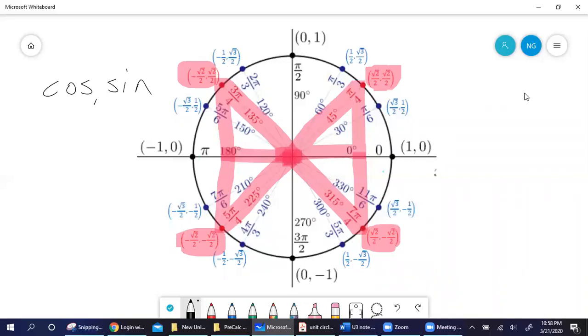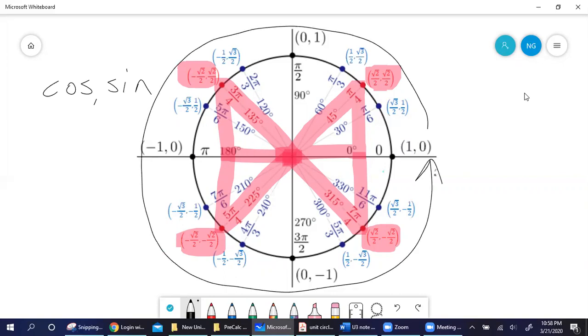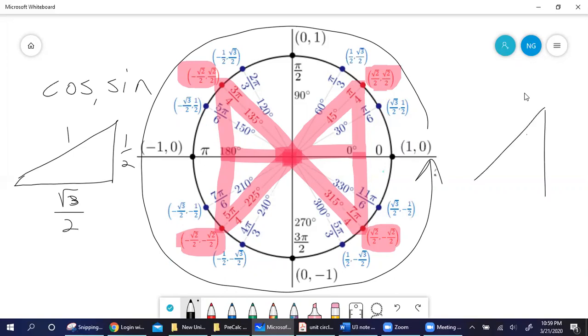So what does this boil down into? A couple different ways to do this. I can either memorize these coordinates around the unit circle, or I can memorize two triangles. One triangle being the 30, 60, 90, where the short leg is a half, the long leg is root 3 over 2, and the hypotenuse is 1, and the 45/45/90 triangle.